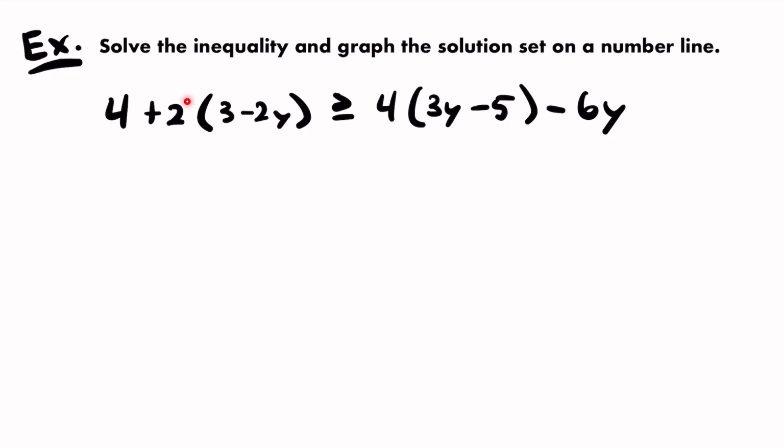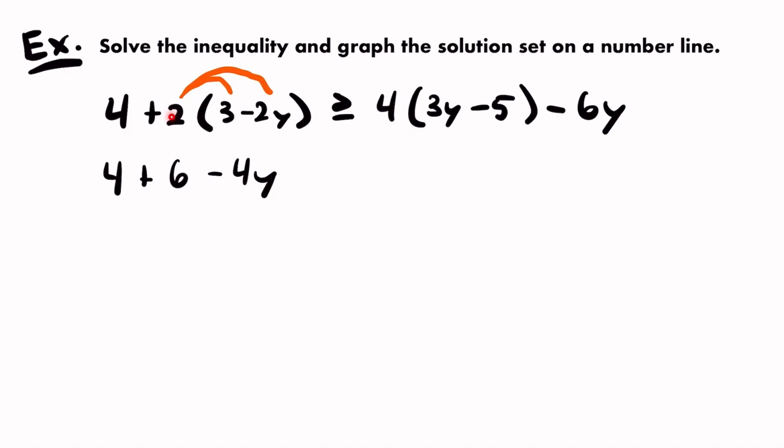Starting on this side of the inequality, I'm going to distribute 2 through these parentheses. So I will multiply 2 by 3 and multiply 2 by negative 2y. So let's do that. We still have this 4, but then we'll have 4 plus 2 times 3, which is 6, and then 2 times negative 2y, which gives us negative 4y.